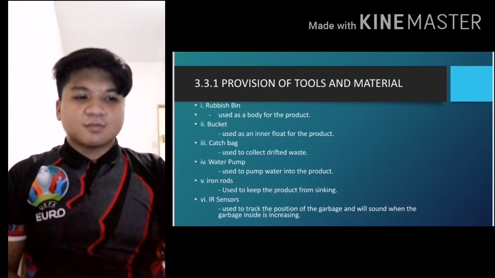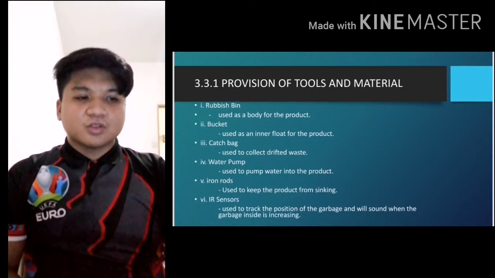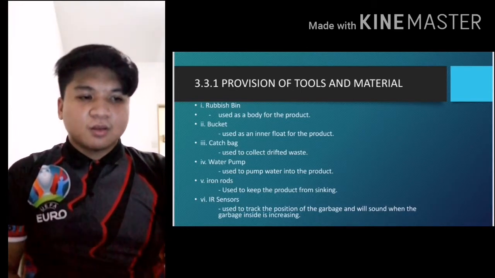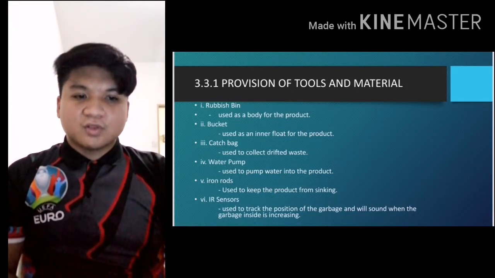For our provisions of tools and materials, first we use a rubbish bin as the body of the product. Number 2, we use a bucket as the inner float for the product. Number 3, we use a catch bag to collect drift waste. Number 4, we use a water pump to pump water into the product. Number 5, iron rods to keep the product from sinking. And the last, we use the IR sensor to track the position of the garbage and sound an alert when the garbage inside is increasing.